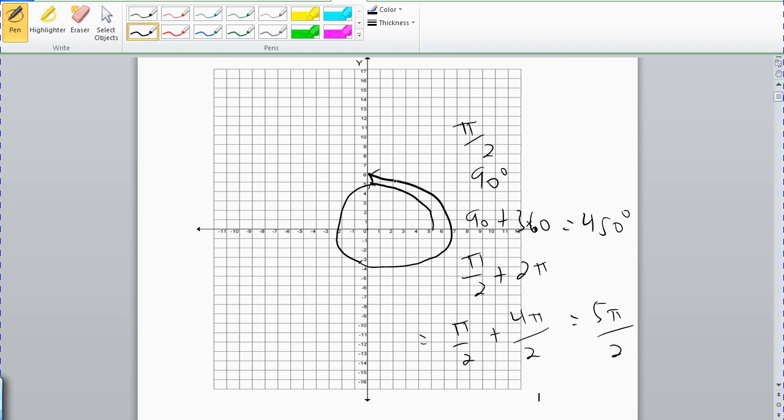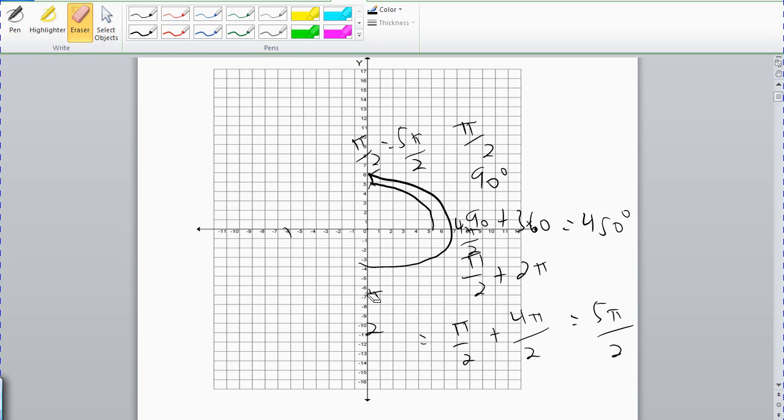First thing you have to know is that the 90-degree angle is the same as pi halves. So that means I can count by 1 pi halves. So this would be 2 pi halves. This would be 3 pi halves. This would be 4 pi halves. And then back around puts me at 5 pi halves. I'm just counting by 1 pi halves. That, to me, is the easiest way to do this.